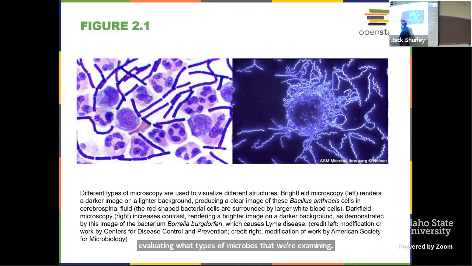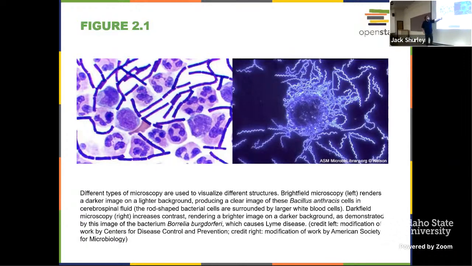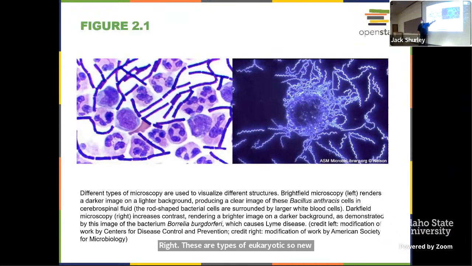So this image has some other stuff going on in here. There's lots of other cells that we can see. And hopefully, as we look at this, you can pick out some differences between our bacterial cells and the others, right? These are types of eukaryotic cells. Nuclei are very visible, right?